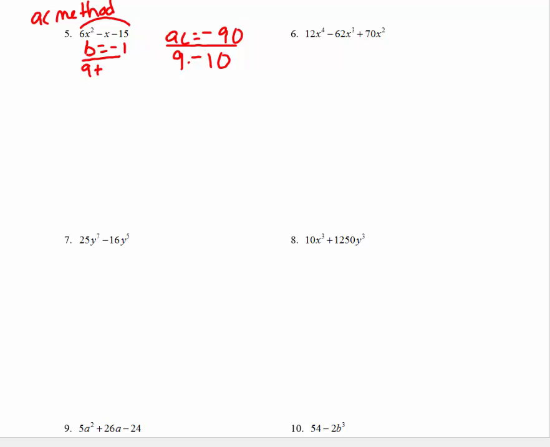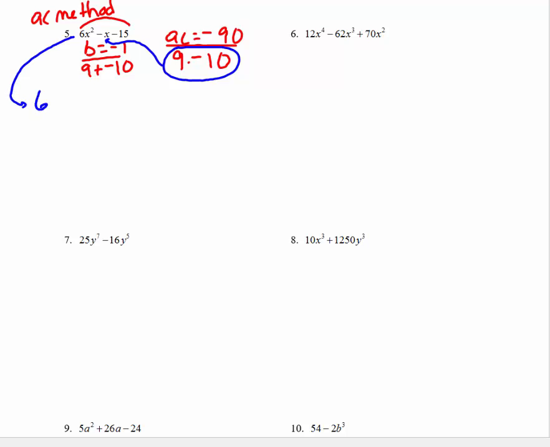So make sure your signs are correct. There's only one factor that will work. So I'd love to jump to my answer, but I cannot. What I do is I take these factors that I found that work and I replace the b term. So I break the b term up into 2 separate terms. So everything else still stays the same.